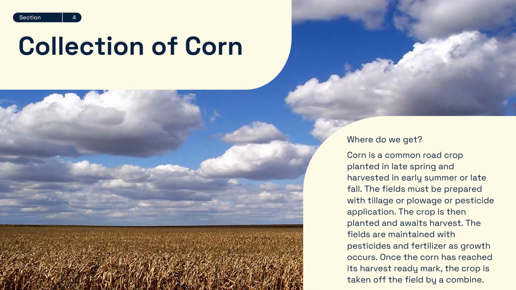Now, collection of corn. Where do we get it? Corn is often planted in the late spring and then harvested in early summer or late fall. Fields are prepared by tilling, plowing, or no-till with pesticide application. The crop is then planted and awaits harvest.